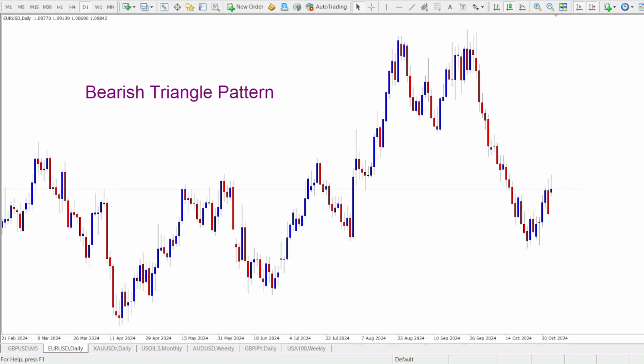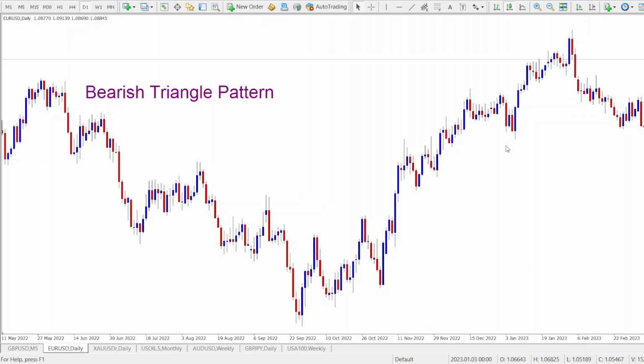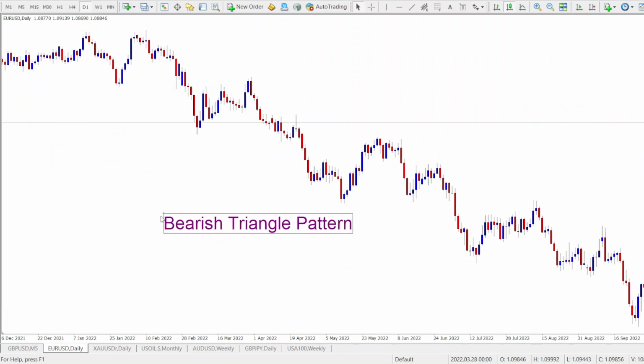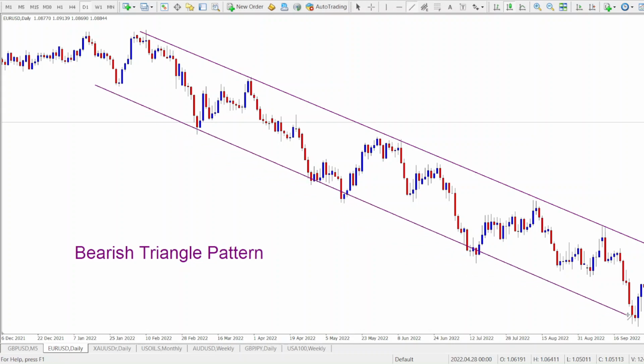Now let us start with the basics. What exactly is the bearish triangle pattern? In technical analysis, this pattern typically forms during a downtrend. Let us look for a downtrend so that as we are explaining it, we can be looking at the charts and interpreting whatever we need to on the go. This is an example of a downtrend. A downtrend is formed by continuous lower highs and lower lows. So we can see this is a downtrend. The bearish triangle pattern typically forms during a downtrend.